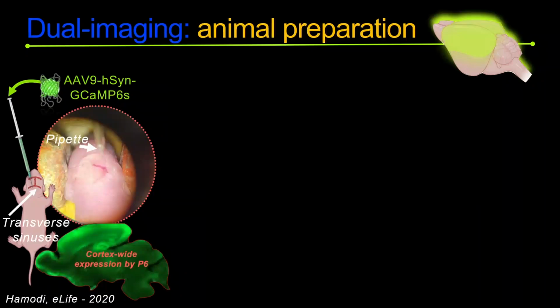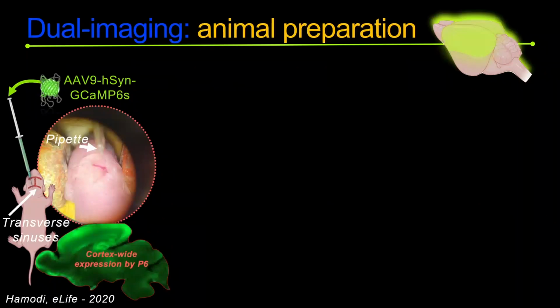So in this case, we inject in P0 pups, so the pups are just born. We inject in the transverse sinuses a virus that carries the fluorophore that we want. In this case, it's the GCaMP fluorophore. And because the BBB at this stage is completely immature, by injecting in the blood vessels, the virus can travel through the entire brain, and we reach full cortical expression of GCaMP by P6.